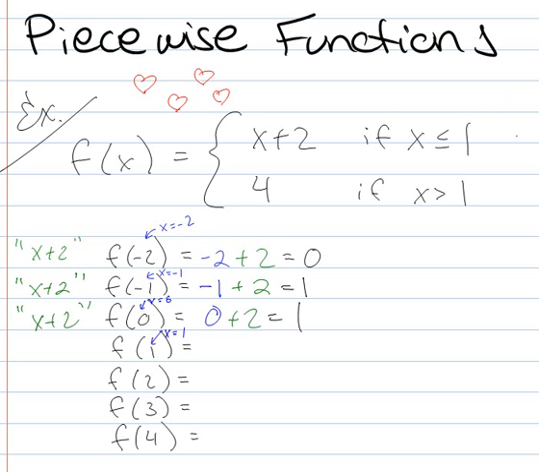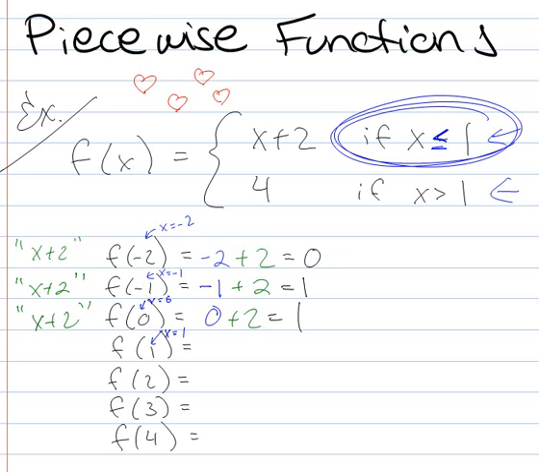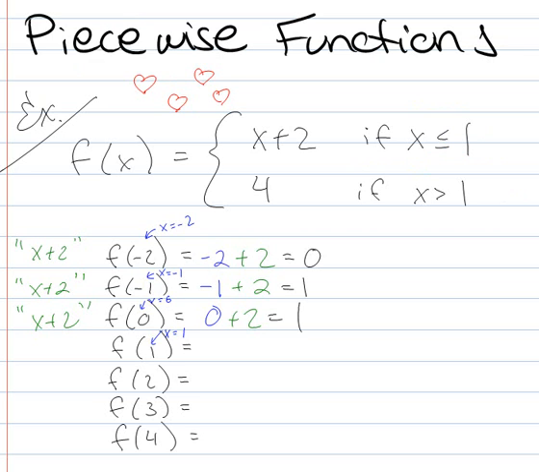If x is 1, which one of these am I going to be using? Hopefully you said this one, because 1 is less than or equal to 1. So if x is equal to 1, we're going to stay in this first section one more time. 1 plus 2 is 3. And I just realized I added 0 and 2 and got 1. How about that? Okay, much better?